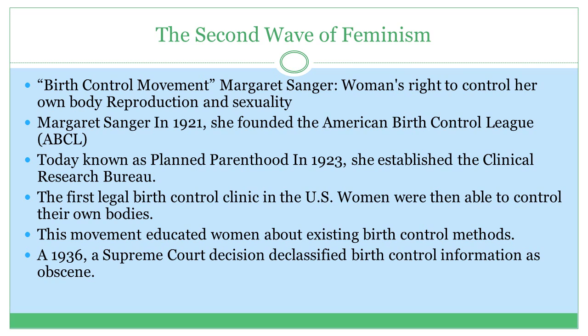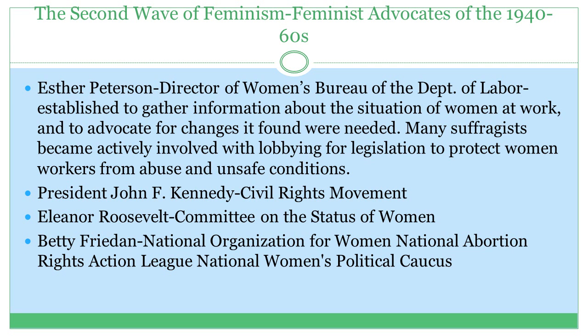The first legal birth control clinic in the U.S., women were able to get control of their own bodies, that body autonomy, my body, my choice concept. This movement also helped to educate women about existing birth control methods. A 1936 Supreme Court decision declassified birth control information because it was considered obscene. Our bodies were considered obscene.